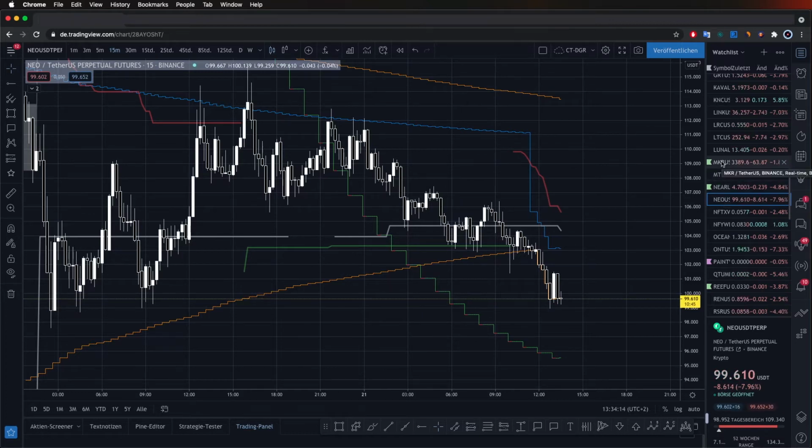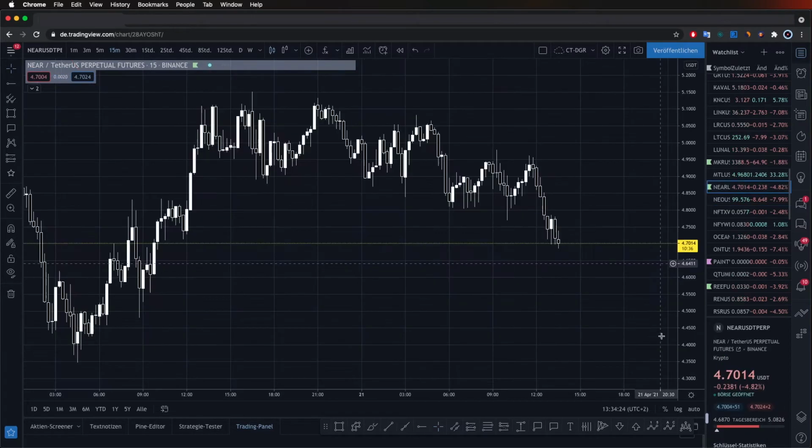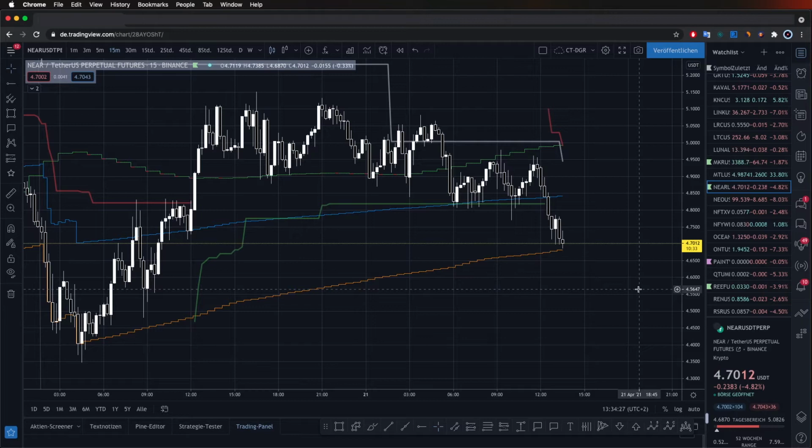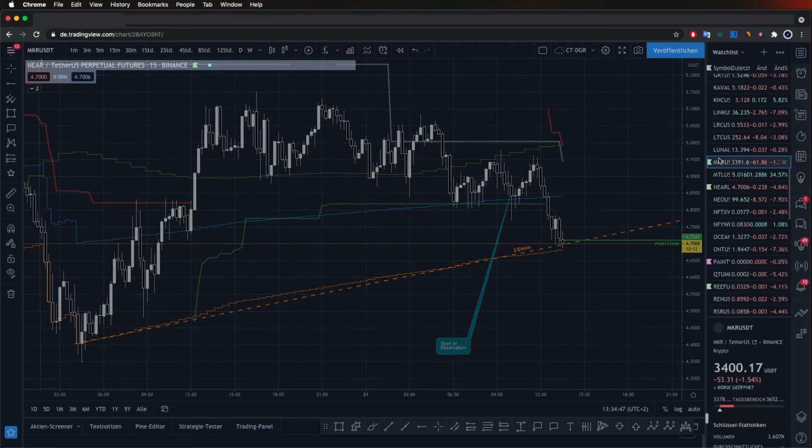For NEAR and MKR, these were the 2 other coins. You remember they were in blue. I started a position just some seconds before I started to record again. I just got an alert on my mobile TradingView app that my alert was hit, and they were both hit shortly after each other.